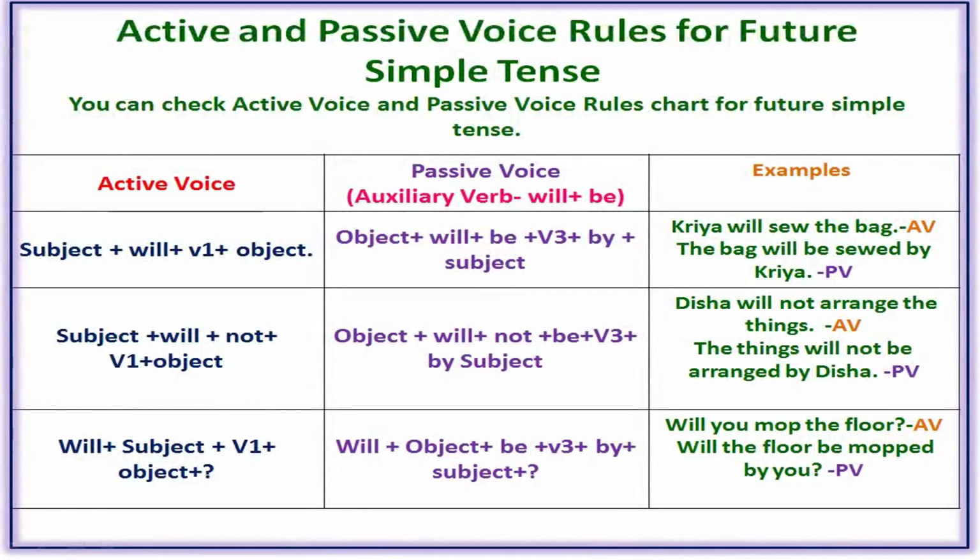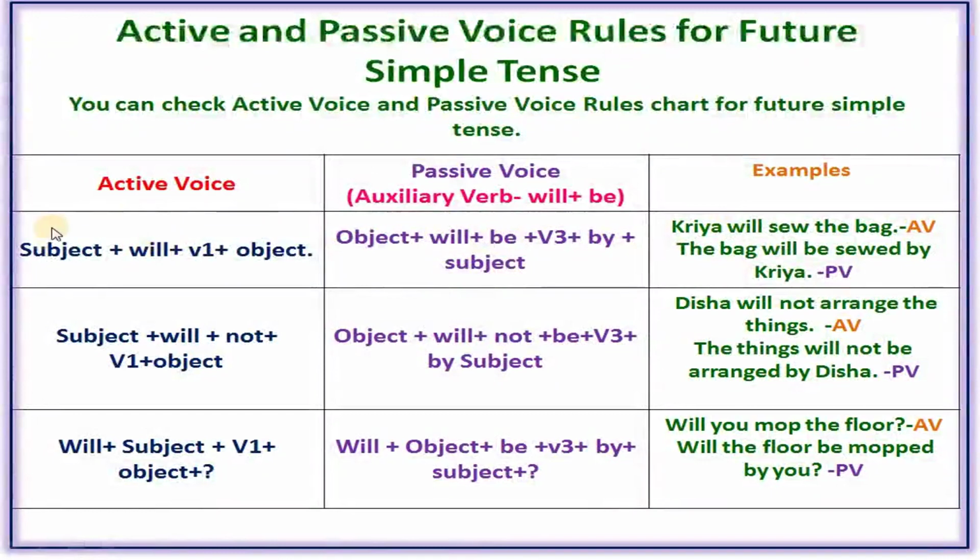And then the next one is simple future tense. In simple future tense, the active voice formation is subject plus will plus V1 plus object. And the passive voice formation is object plus will plus be plus V3 plus by plus subject. So, an example according to this formula.